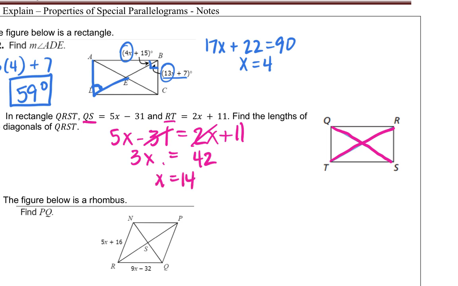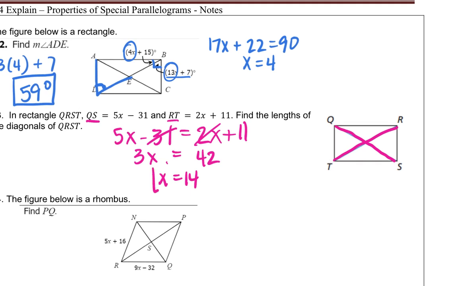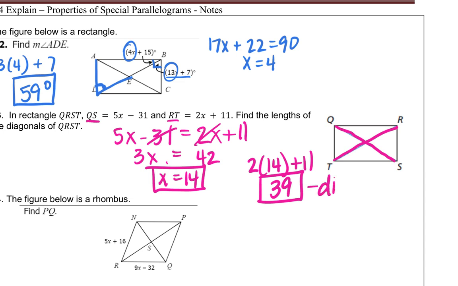x is 14. And it said find the lengths of the diagonals. So once you find x, then just plug it in. So if I did 2 times 14 plus 11, that's 28 plus 11, which would be 39. So my diagonals are 39.